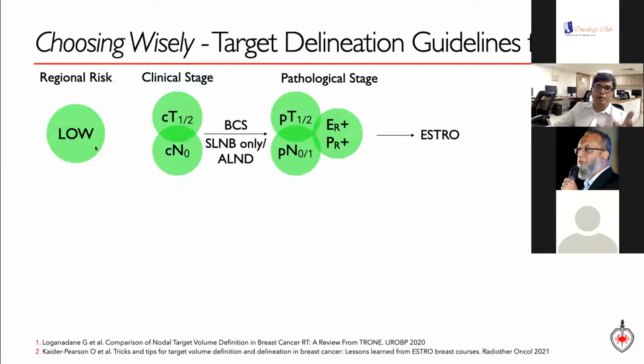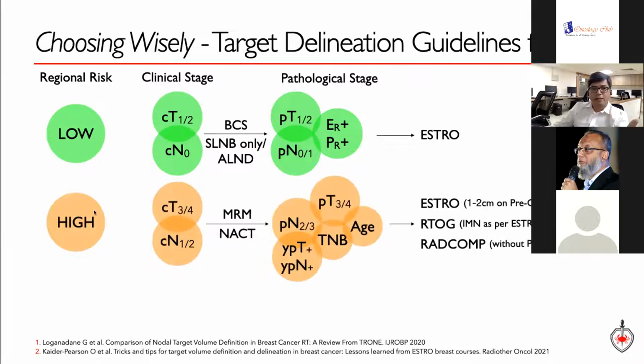If it's low, and by low it probably means patients who are clinically T1 and T2, clinically node negative, and they undergo a breast conservation surgery, either with a sentinel lymph node biopsy alone or an axillary lymph node dissection. And they turn out to be pathological T1, T2 as well, hormone receptor positive, and a pathological node 0 or node 1. I think we can get away with the ESTRO guidelines, because the ESTRO guidelines are a little conservative. They have smaller volumes, and they therefore reduce the probability of other complications like hypothyroidism, heart disease, etc.